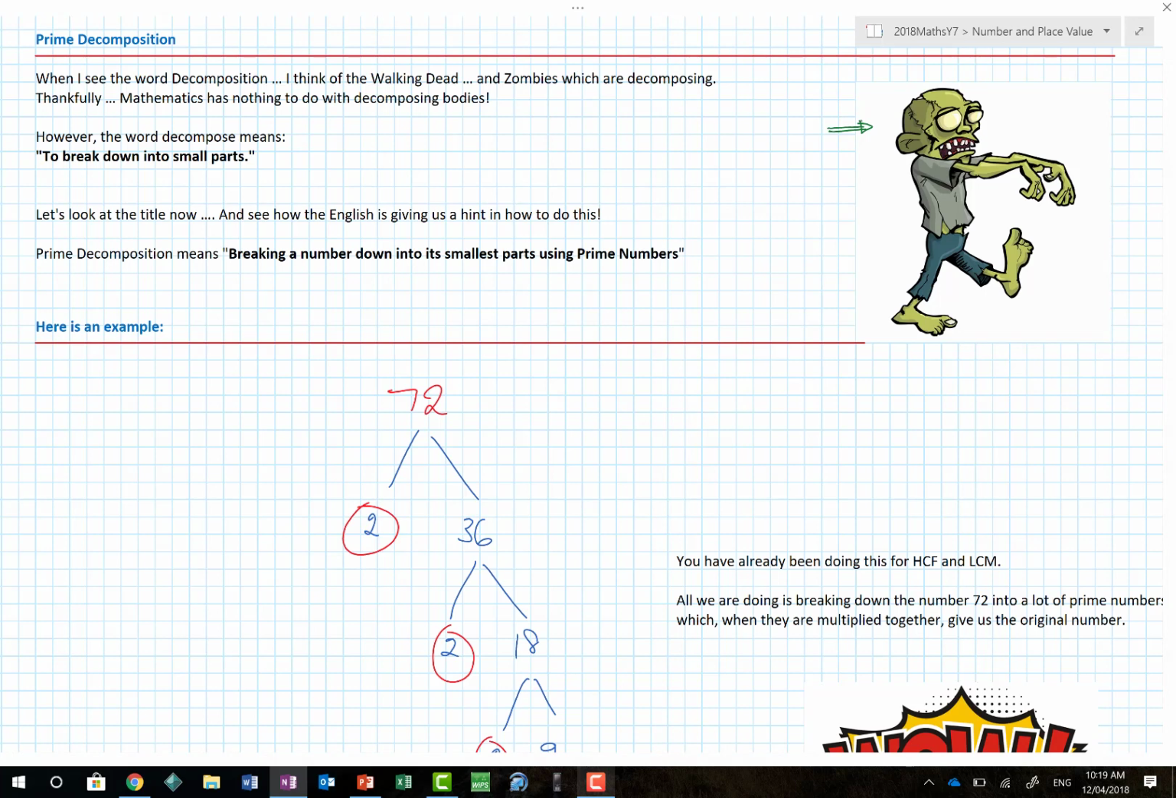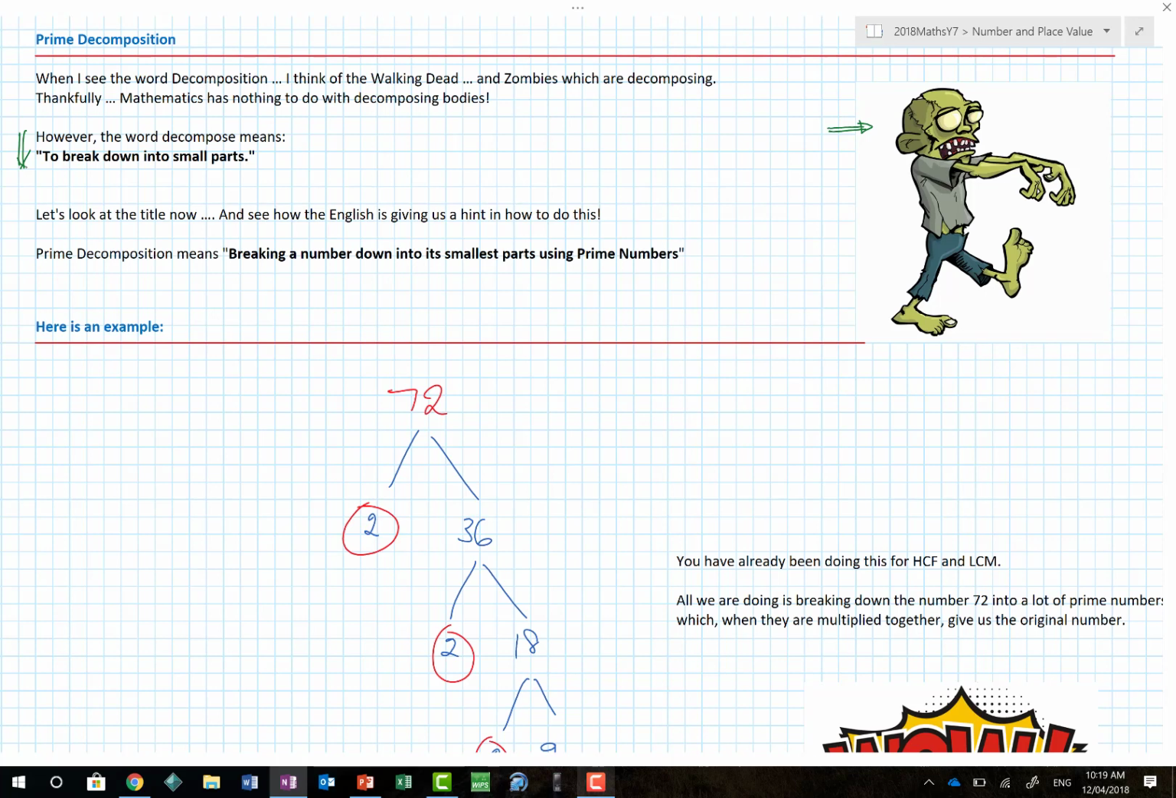Anyway, the word decompose means to break down into small parts. So when we unfortunately pass away and we're buried, our body starts to break down and becomes part of the world around us. It breaks down into its small parts. It would be rather depressing if we all stayed in our same form. We'd probably run out of space pretty quickly.